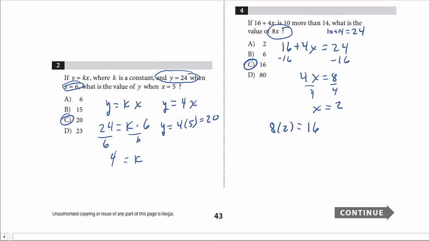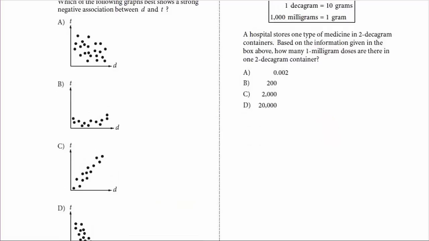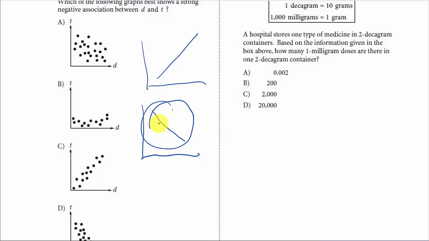All right, let's look at the next page. Which of the following graphs best shows a strong negative association between D and T? When you're looking at a graph, remember this: if you have a graph that looks like this, that slope is positive, and if you have a graph that looks like this, that slope is negative. So we're looking for something that looks like this.